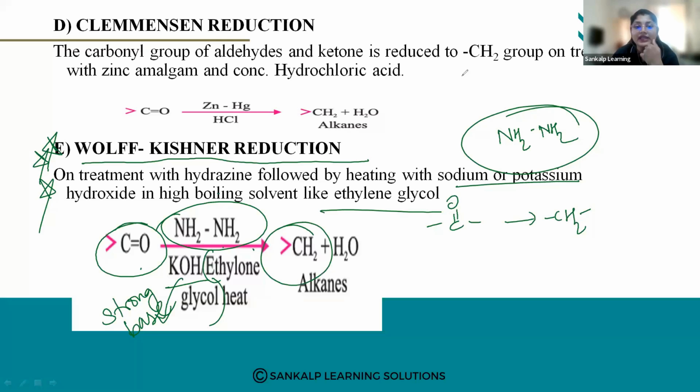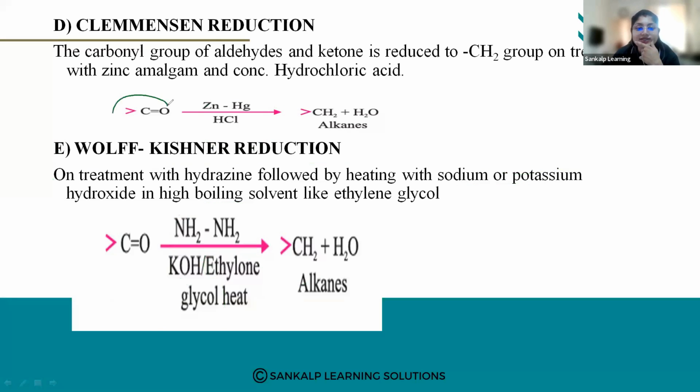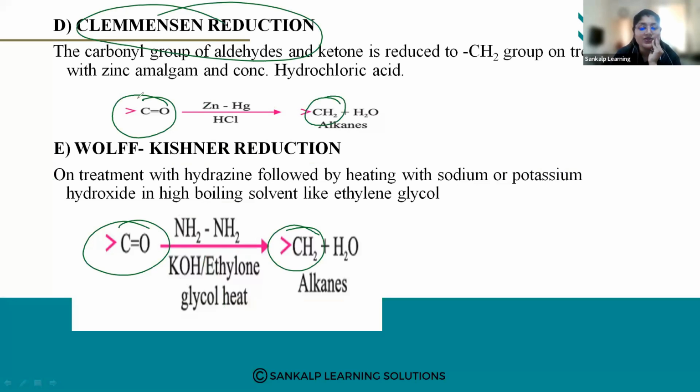So remember the reagents in both the cases. Here in both cases, you can see the carbonyl group is converted to CH2 group. Now there can be a question. What is the reagent used in Clemmensen reduction for reducing the carbonyl group to CH2 group? What you have to tell is zinc amalgam in the presence of HCl. So in Clemmensen's reduction, the reagent used is zinc amalgam and HCl.